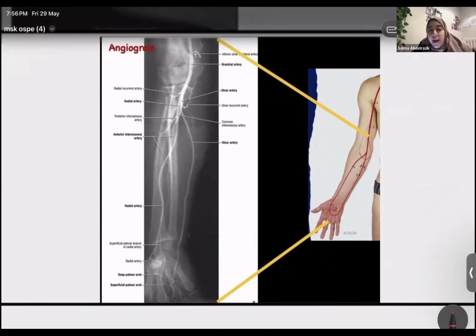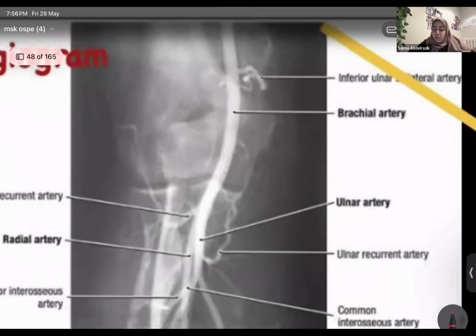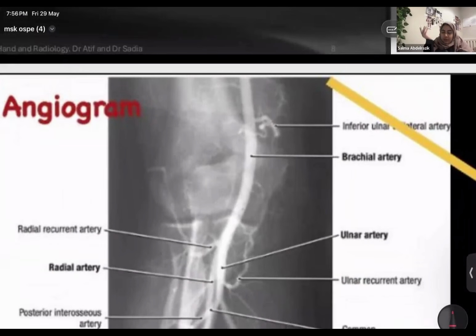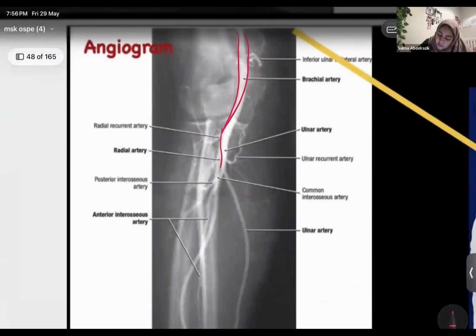Okay, angiogram. I sincerely did not know where to put it, so I put it here because this picture is very important, guys. You have to know the arteries going through. The arm is called brachial, so it's the brachial artery. The brachial artery goes down in front of the ulna and is called the ulnar artery. Then there's a branch coming off, the radial recurrent artery.